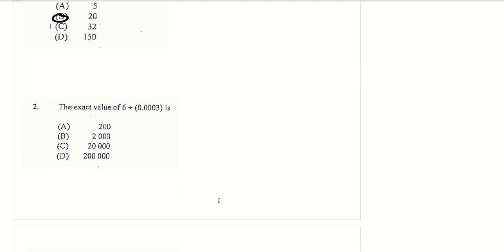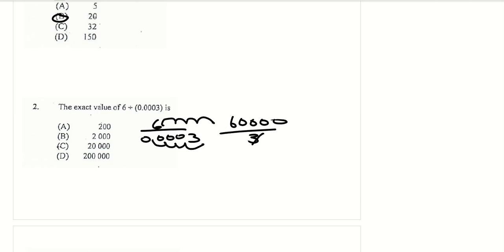The exact value of this: it's 6 divided by 0.0003. You want your divisor to be a whole number, so you shift it 4 places: 1, 2, 3, 4. So it'll be 6 and 4 zeros divided by 3, which is 2 with 4 zeros. So that would be C is your answer.